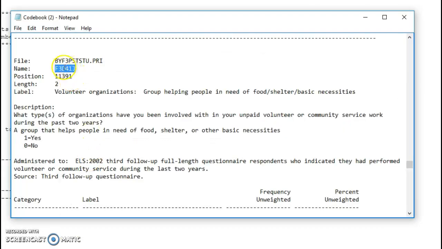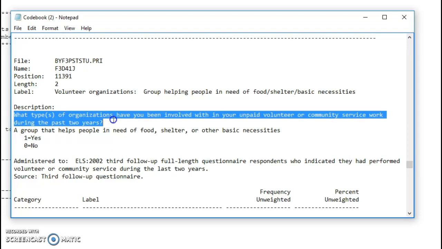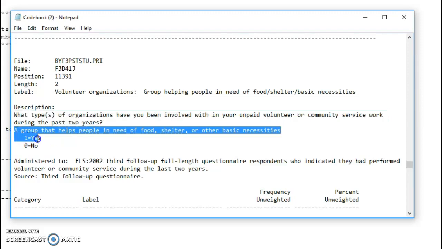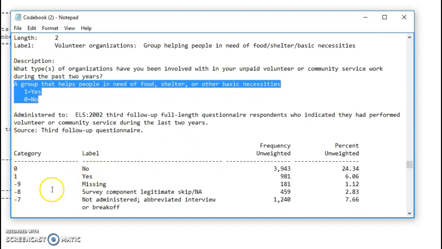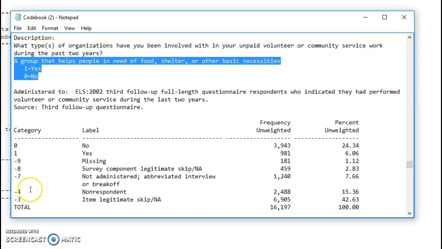Okay, so I did a search in the codebook for my outcome variable there, and realized I really should have clarified this earlier. So in order to get here, they've already said that they did some unpaid volunteer work, and this was a follow-up question that asked them, what type of organizations have you done volunteer work with in the last 2 years? And this was a yes or no question when it's talking about a specific volunteer for food, shelter, or basic necessities. There could, of course, be many other types of volunteering. And this would have also given me my missing variables, which I was able to find out through other means.